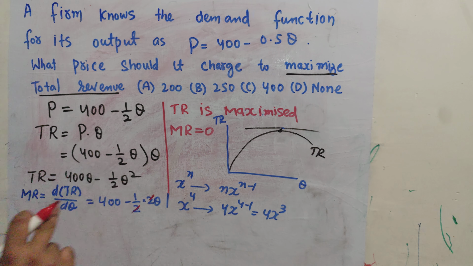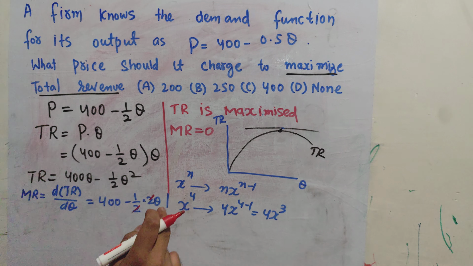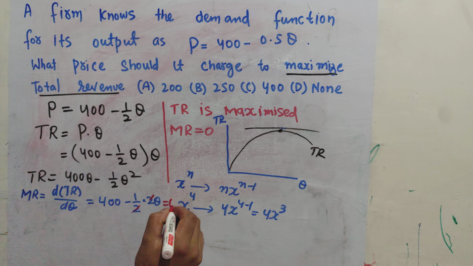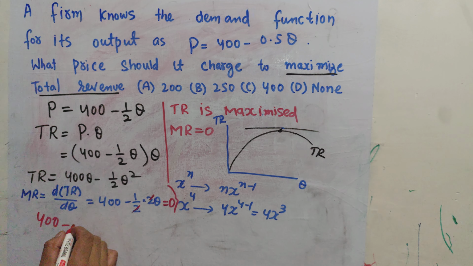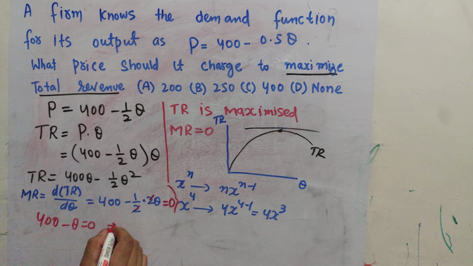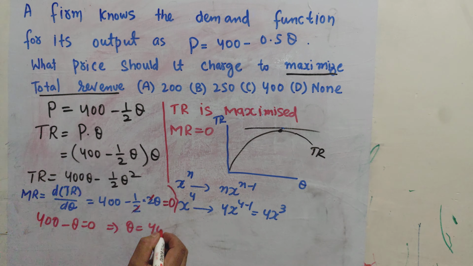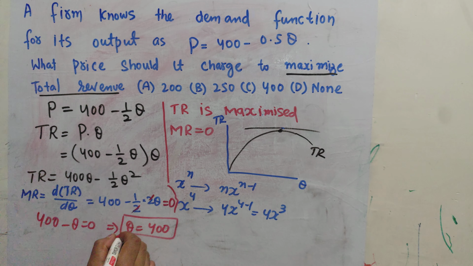Total revenue is maximized when marginal revenue is equal to 0, so let's equate it to 0. Solving, we get 400 minus Q is equal to 0, which implies Q is equal to 400. So total revenue is maximized when we produce 400 units of output.